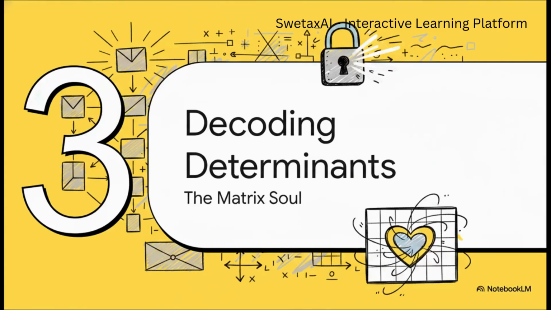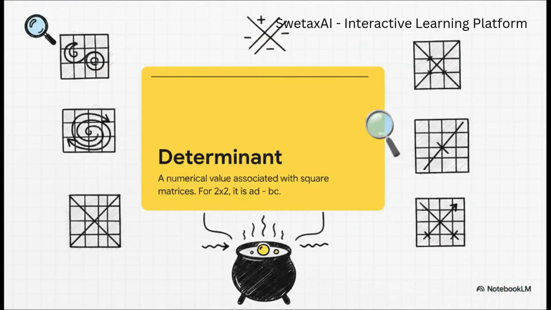Okay, section 3, decoding determinants. This is where we find the matrix soul. Right, so here we're shifting gears from simply organizing blocks of numbers to actually extracting a matrix's hidden numerical value, which is called the determinant.